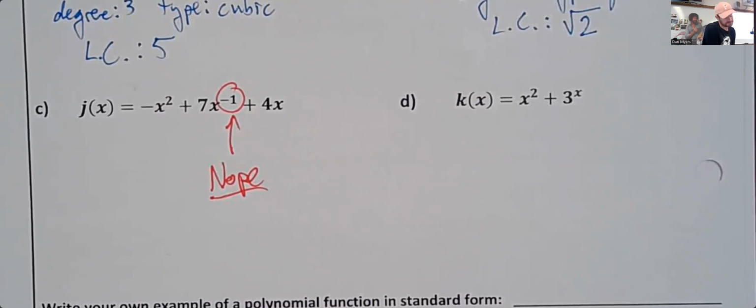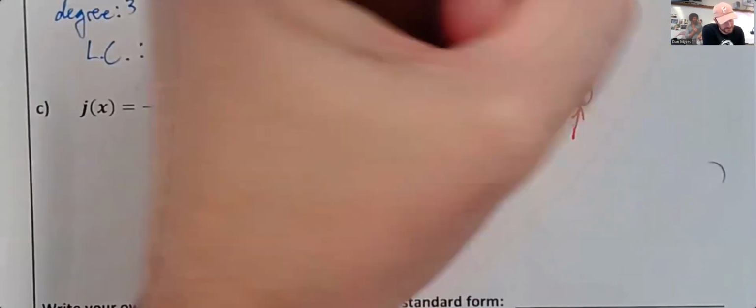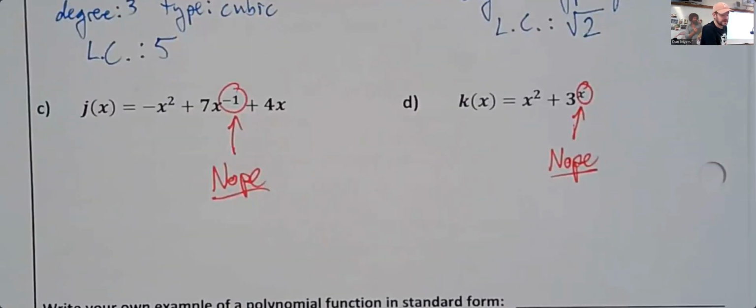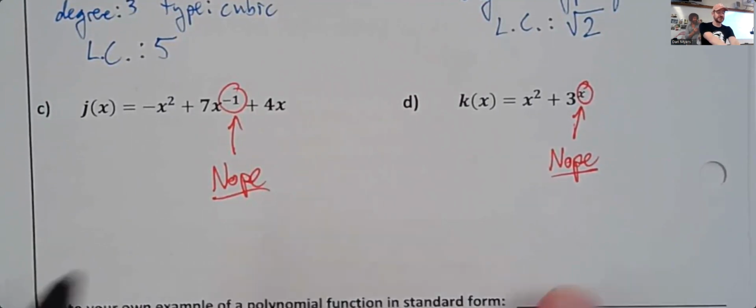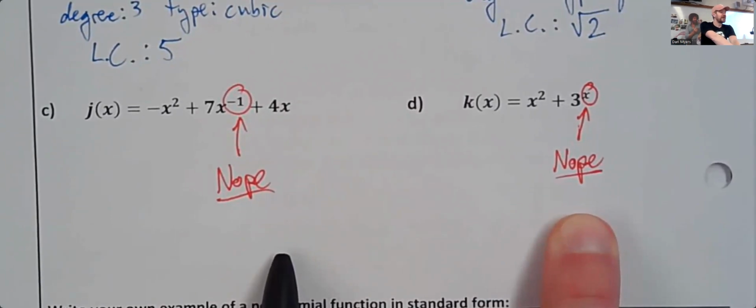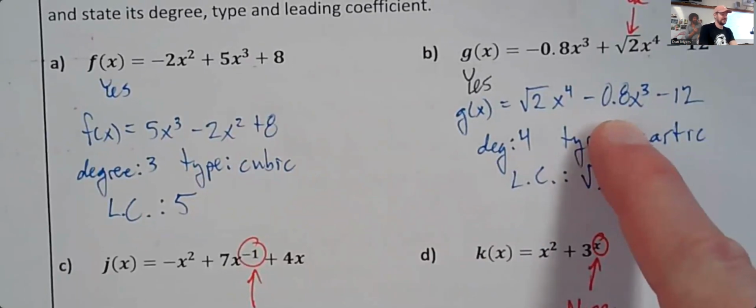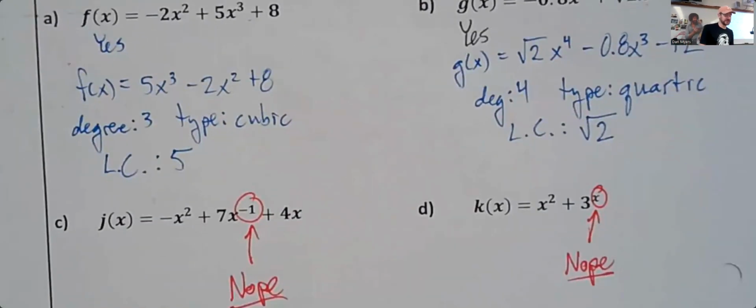So, all right. D. Polynomial? No, why not? Variables in an exponent, can't have that. All right. So usually the negative answers on these are easier than the affirmative answers because there's a lot less work to do. You say, no, not a polynomial. These ones, if it is a polynomial, you've got some extra stuff that you have to write in. Degree, type, lead coefficient, all that stuff.